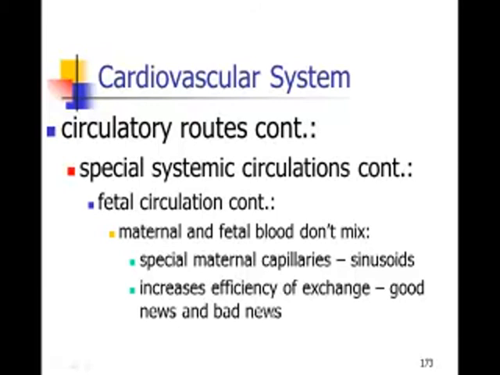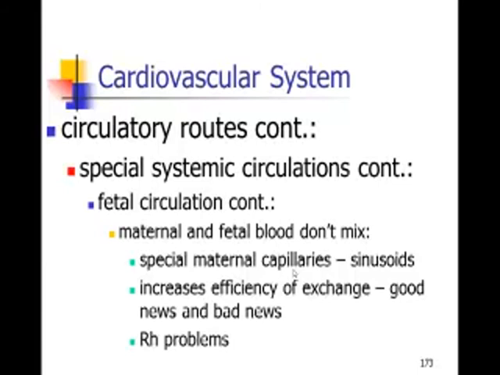Now, having very efficient exchange is good news and bad news. The good news is the fetal needs are taken care of. Bad news is that if the mother abuses herself, she's also abusing the fetus. Perhaps unknowingly, but that's the basis of that. So if the mother drinks alcoholic beverages, the fetus gets alcoholic beverages, and if that occurs during certain critical periods of development, that can lead to permanent damage to the individual that is at that point a fetus.